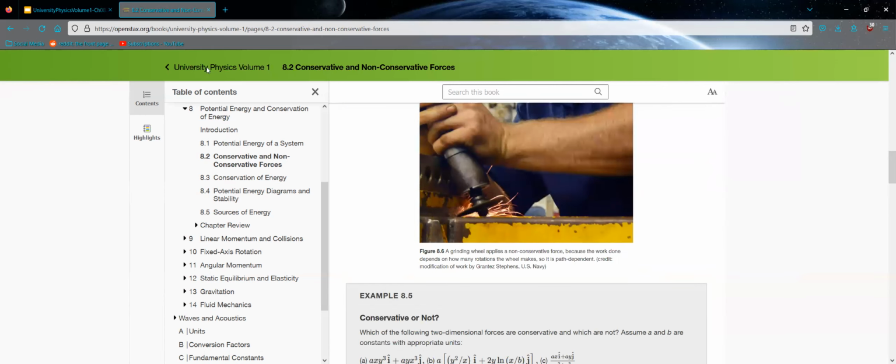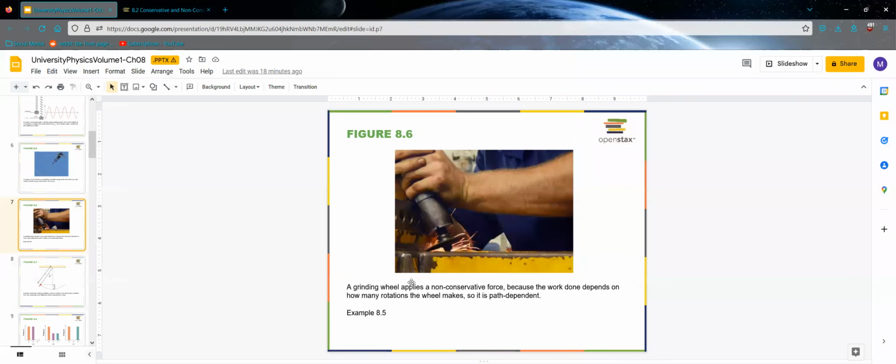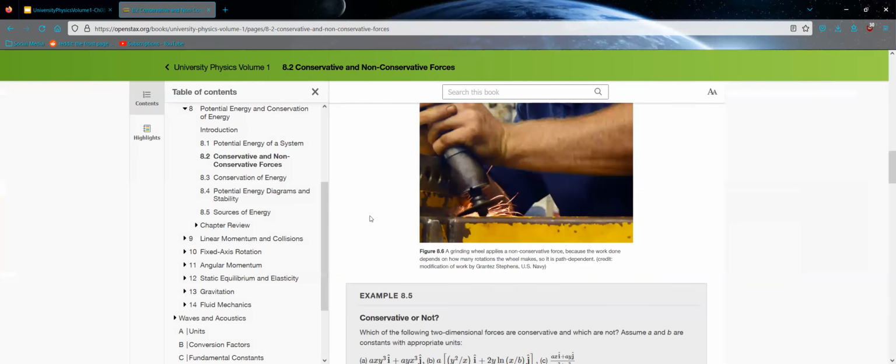So here we have the grinding wheel as an example. A grinding wheel applies a non-conservative force because the work done depends on how many rotations the wheel makes, making it path dependent. If anyone's ever used a grinding wheel before, you know they jump everywhere, right? A proper use of a grinding wheel is going to be smooth, simple motions, grinding down the path you need to, then grinding another thing in the path that needs to be ground. The more you jump around, the more you waste, the more time you waste not grinding the thing.